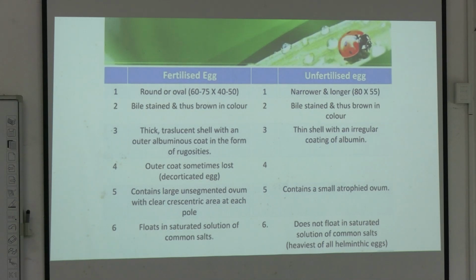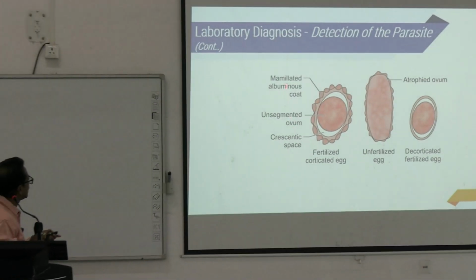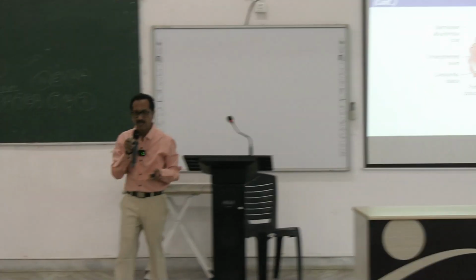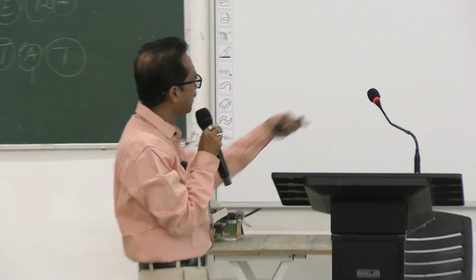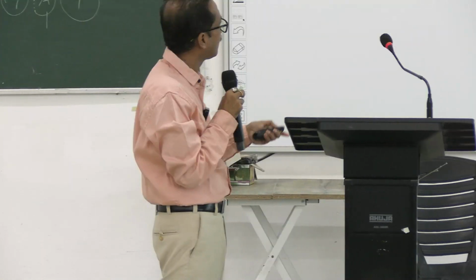So how does it look? This is the fertilized egg and this is the unfertilized egg, sometimes with an atrophied ovum, and this is the mammillated albuminous coat. The ovum is unsegmented, and there is a space between the unsegmented ovum and the outer coat. This is the fertilized egg and this is bile stained, and the fertilized egg also floats in saturated salt solution. The atrophied ovum is unfertilized.